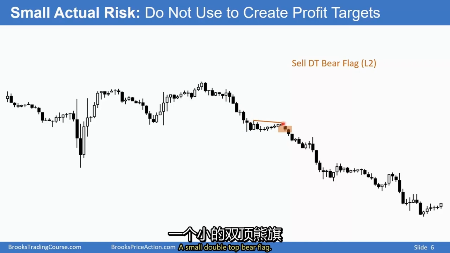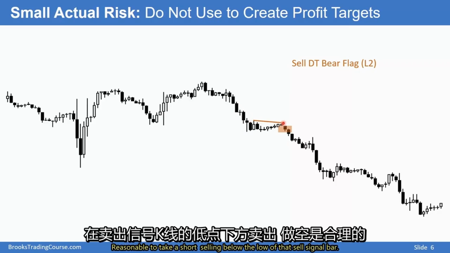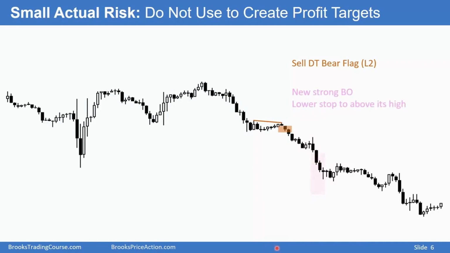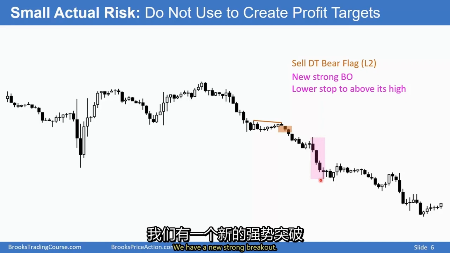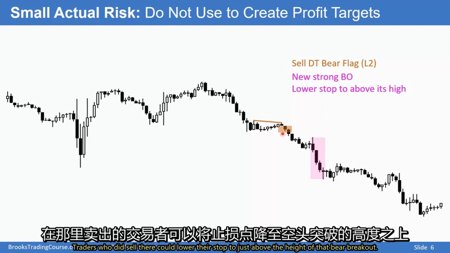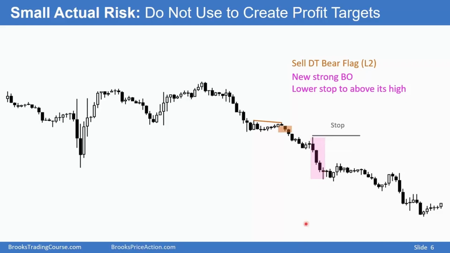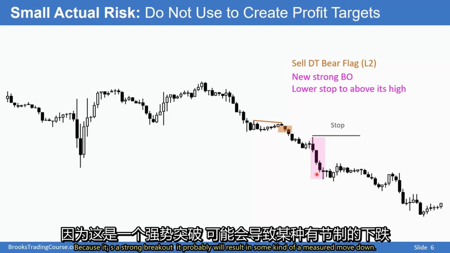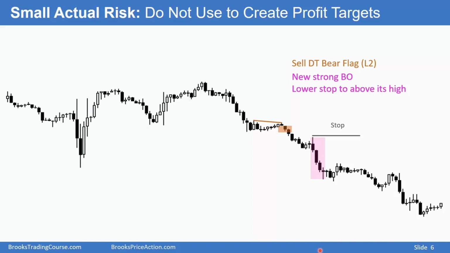A small double top bear flag, reasonable to take a short, selling below the low of that sell signal bar. We have a new strong breakout. Traders who did sell there could lower their stop to just above the height of that bear breakout. Because it's a strong breakout, it probably will result in some kind of a measured move down.